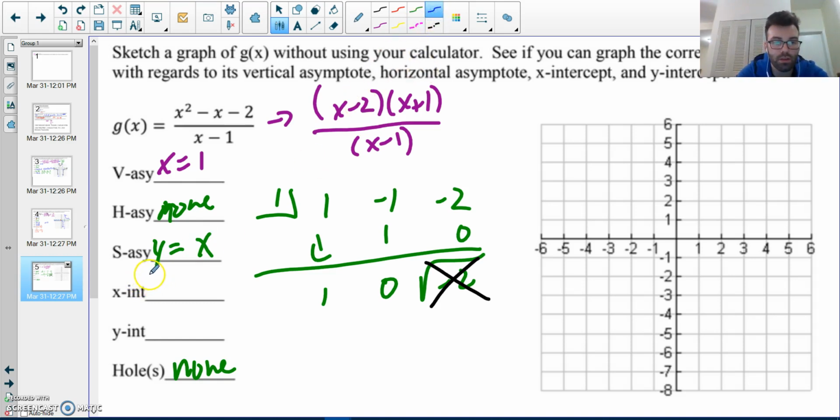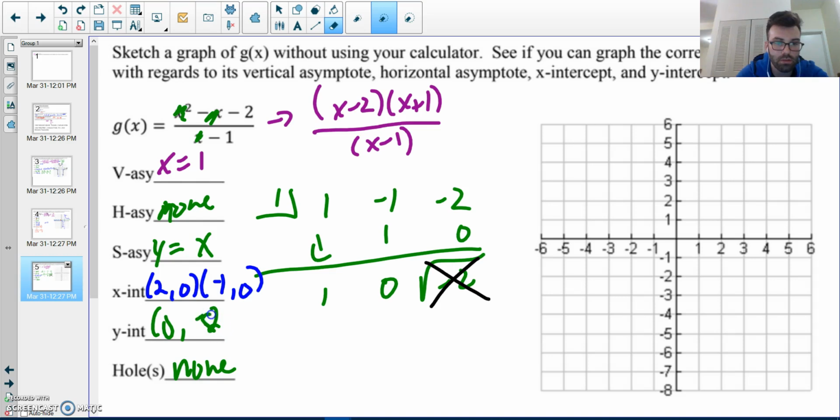My x-intercepts, when the numerator equals 0, I have (2, 0) and (negative 1, 0). When my numerator equals 0, that's where I find my x-intercepts. Y-intercept, plug in 0: 0, 0, negative 2 over negative 1, which gives me (0, positive 2). I want you to grab this while I'm struggling to write. There we go. Throw what you know on the graph, and then we'll talk about the slant asymptote.